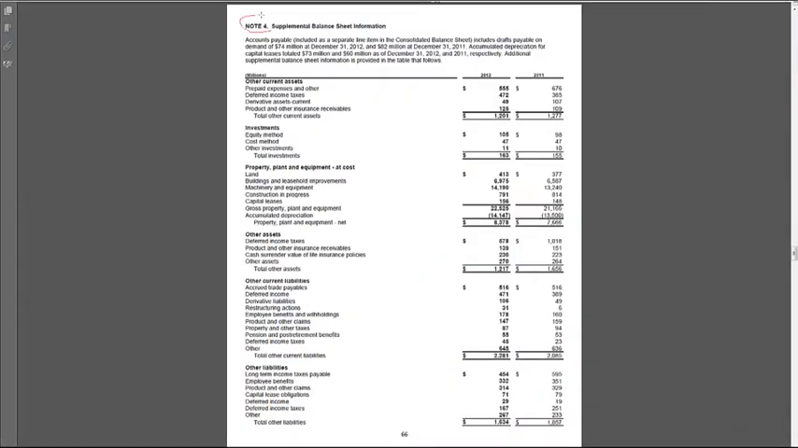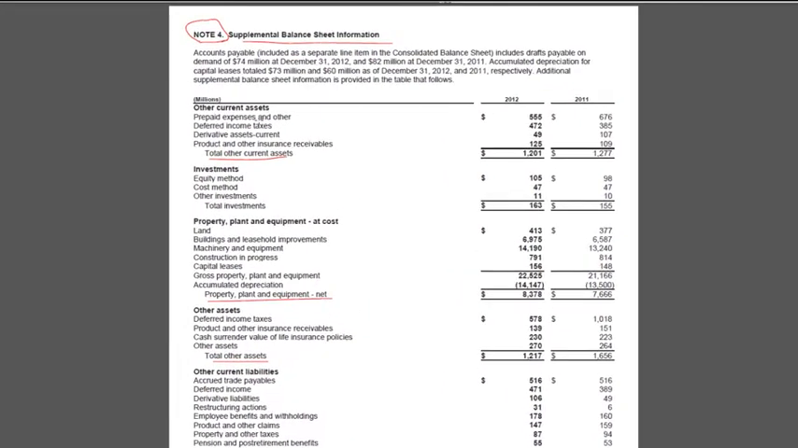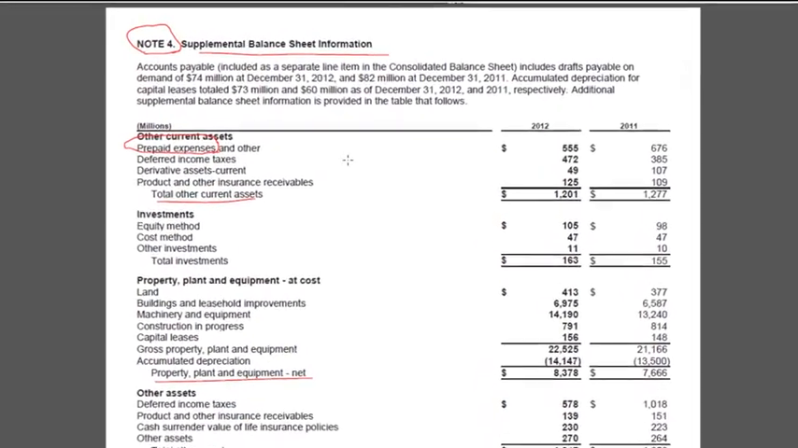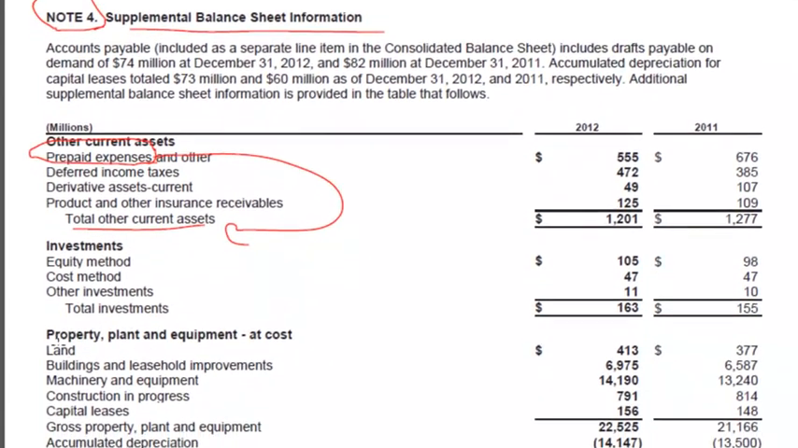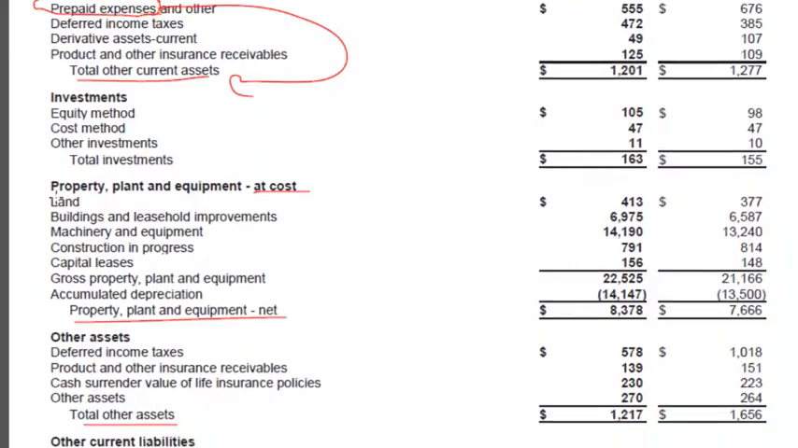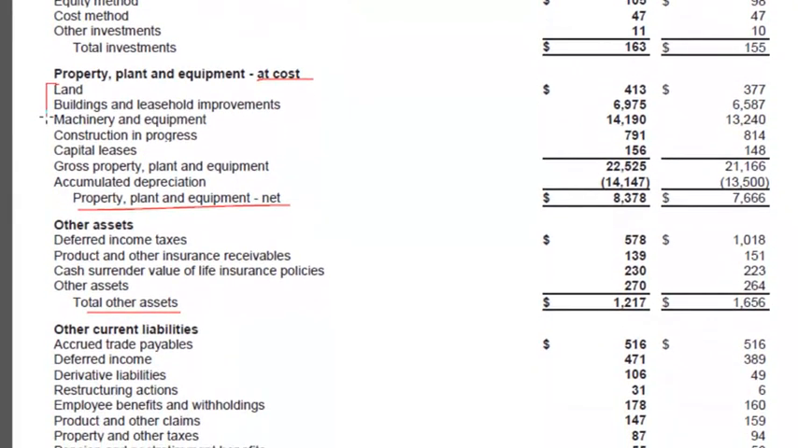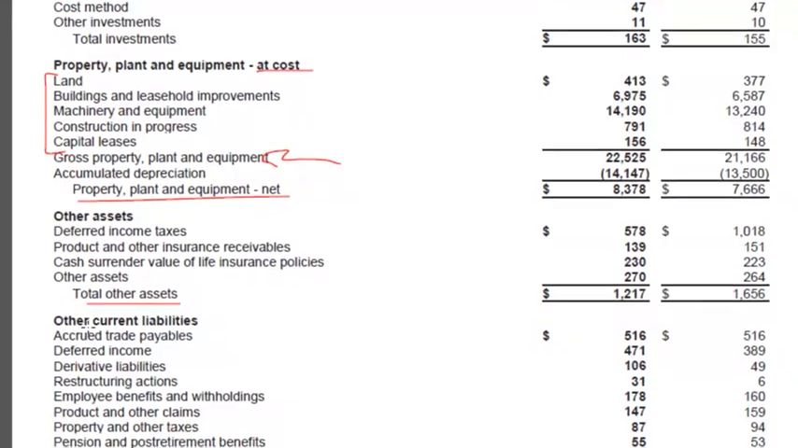In footnote 4 of the 10K, which is on page 66, 3M provides us some more detail on the balance sheet. So basically, they break down some of those line items like other current assets, other assets, and property, plant, and equipment, so that we can see our prepaid expenses, which we didn't see on 3M's balance sheet, was included in this total for other current assets. Property, plant, and equipment at cost, so the original cost. Here, 3M provides us the breakdown of land, buildings, machinery, construction, leases to get the gross property, plant, equipment. That's PP&E at cost.